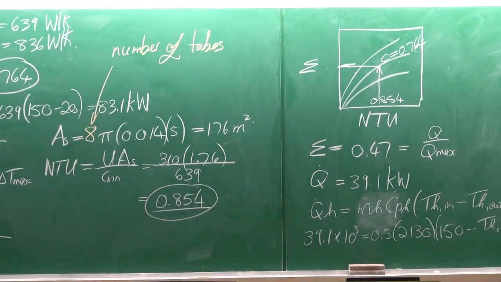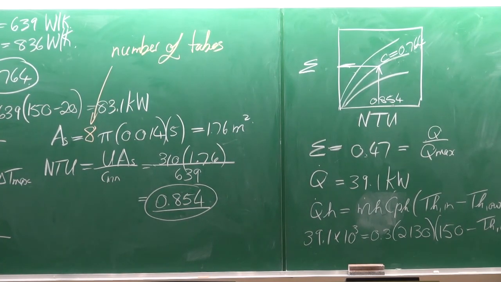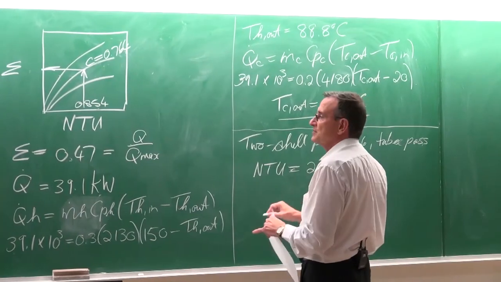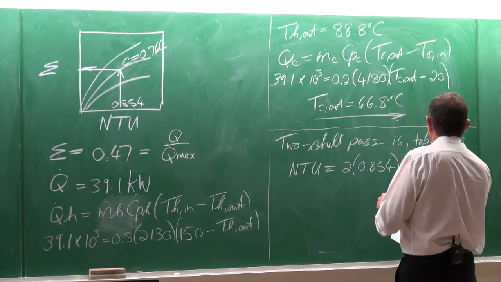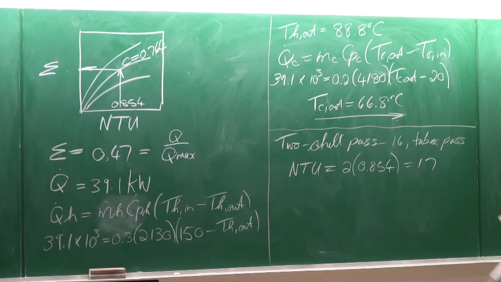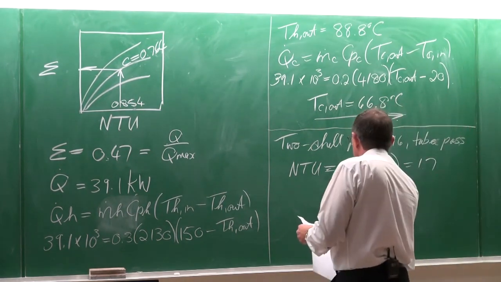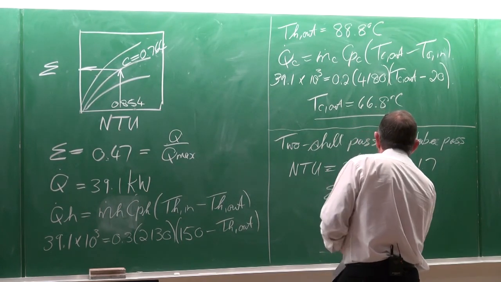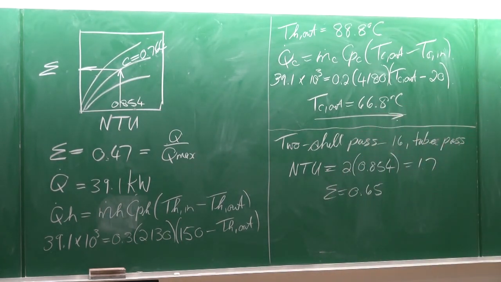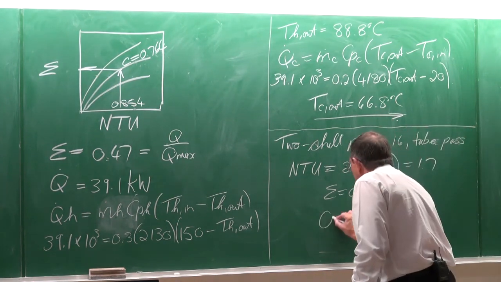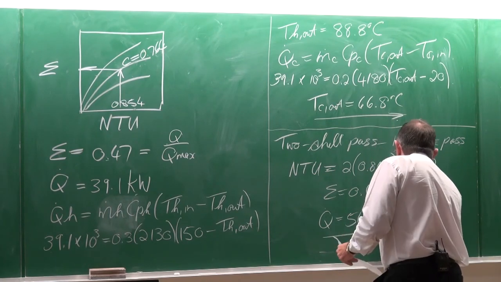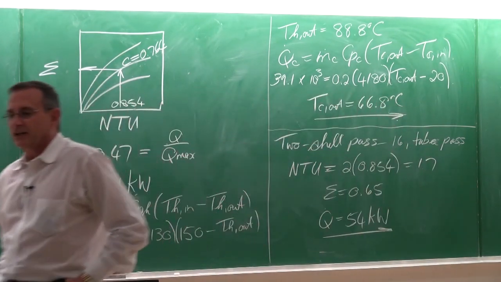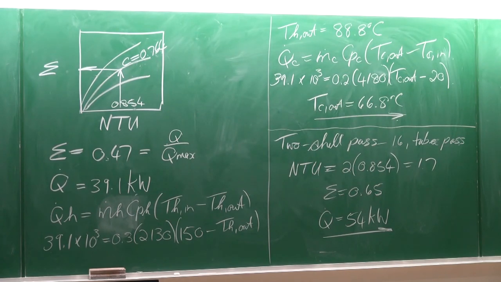So the surface area increases, okay, to 2 times 0.854, which is equal to 1.7. If you now get the effectiveness will increase to 65%, and the heat transfer rate would improve to 54 kilowatts. So just making a small modification, and that would increase actually the heat transfer rate by almost 40%.